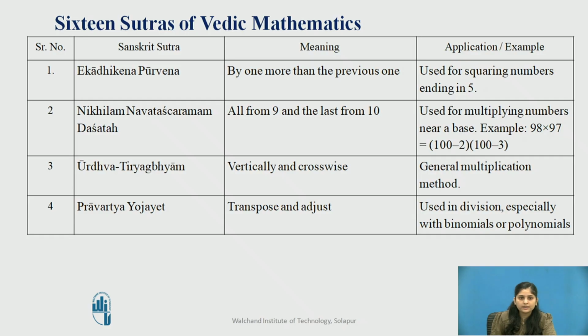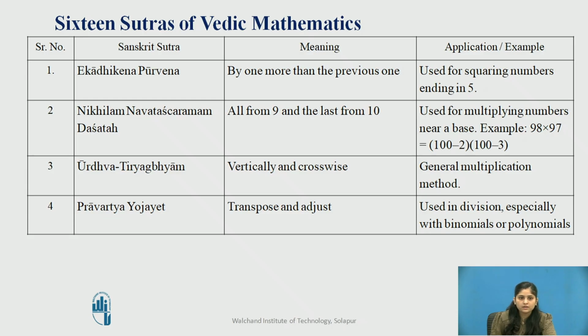Second is Nikhilam Navatashcharamam Dashatah, that means all from 9 and last from 10. Its application is multiplying numbers near a base. Third sutra is Urdhva Tiryagbhyam, which means vertical and crosswise. Its application is the general multiplication method. It is used for 2 digit multiplication and 3 digit multiplication.